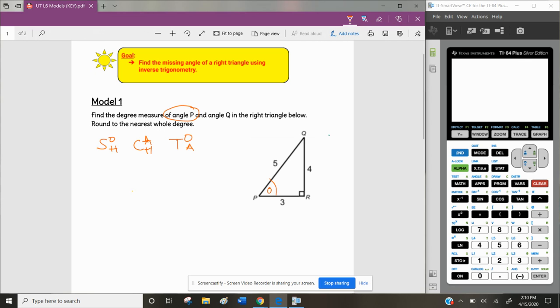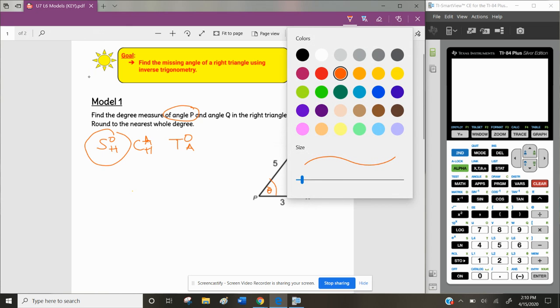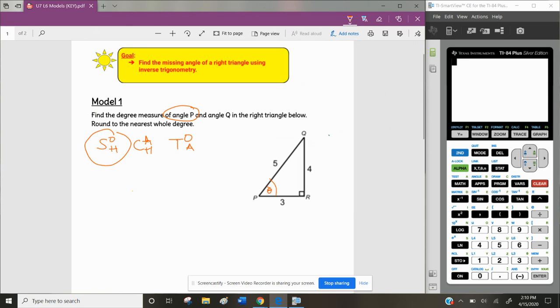Since we have all the sides, really we could use any of the sine, cosine, or tangent, but I'm going to just pick one to go with. All right, so angle P will be in this orange color. And so in reference to angle P, sine of angle P would be equal to the opposite over the hypotenuse. So for angle P, 4 is the opposite, and for the triangle, the hypotenuse is 5. That is not going to change.